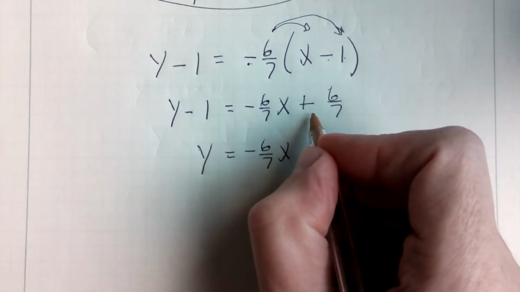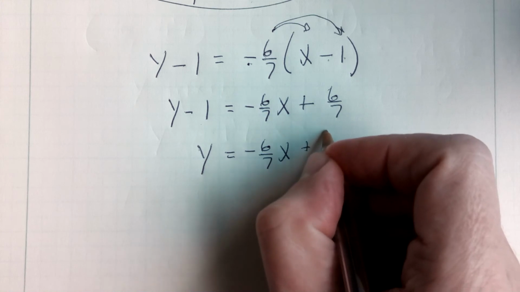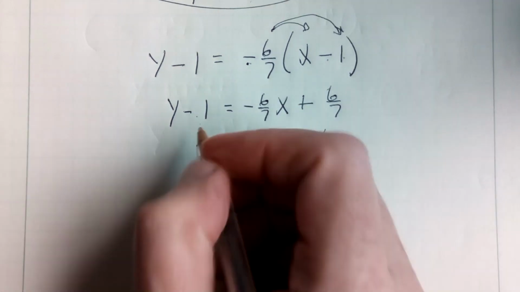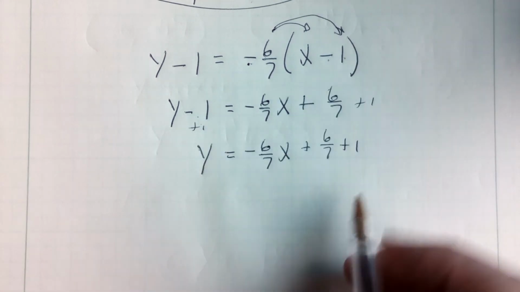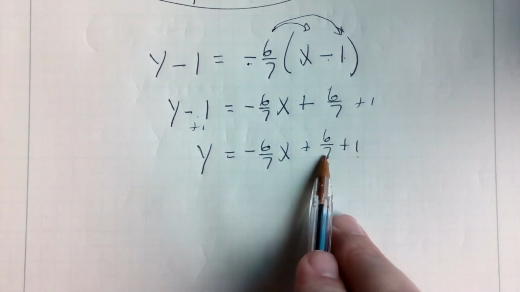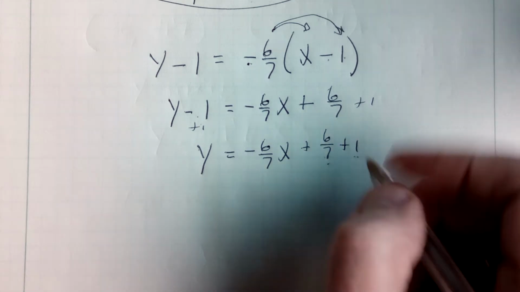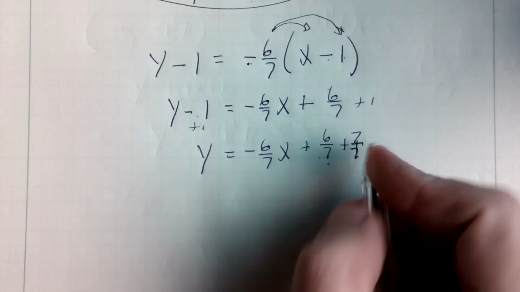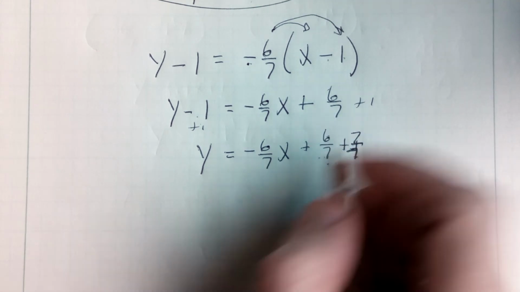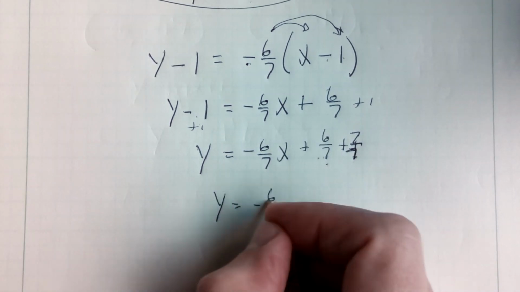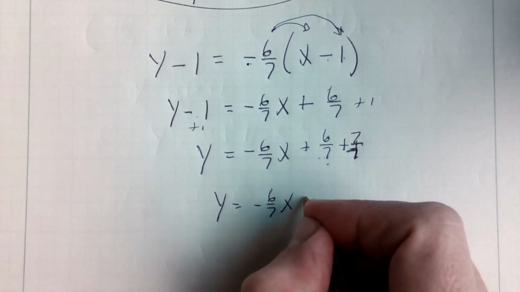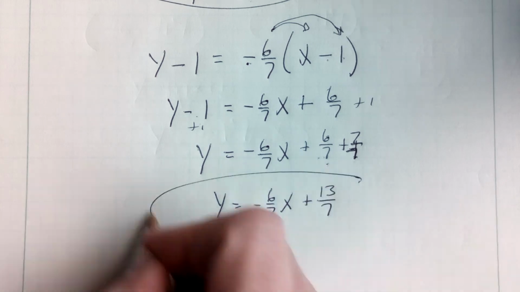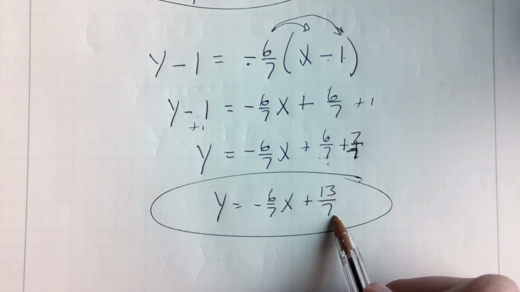Now this is where students are going to go, oh, because we get fractions, I have that 6/7, and I'm going to add 1, because what I did was I added 1 to both sides, right? Well, to add 1 to 6/7, I've got to get a common denominator. So I might make that 7/7 to give me my common denominator. And then I'm adding 6 plus 7, and my final equation is plus 13/7. So again, I get this fractional y-intercept, which is perfectly fine.